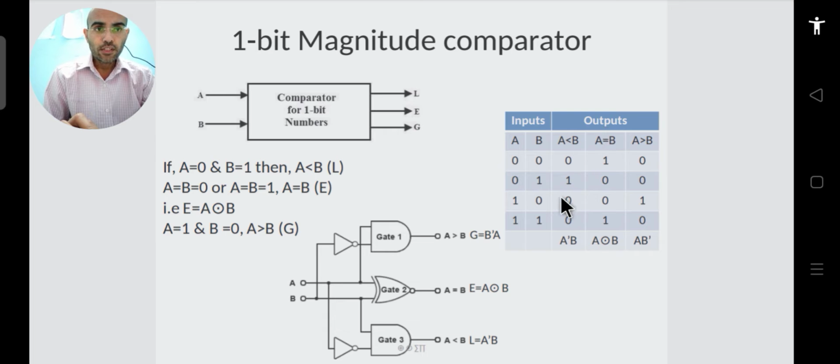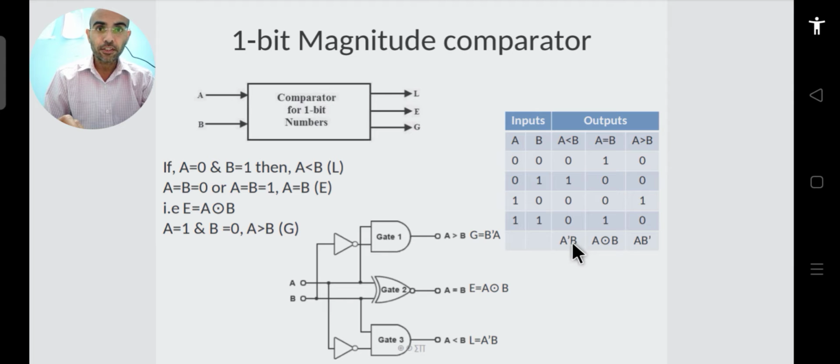Now for each of these outputs, we can plot the K-map also, a 2 variable K-map, a K-map with 4 cells in it. We can do that as well, but rather than doing that, just by observation we can write the expression. Let's start with A less than B. In this particular output column, you can see that the output is 1 for this particular case only.